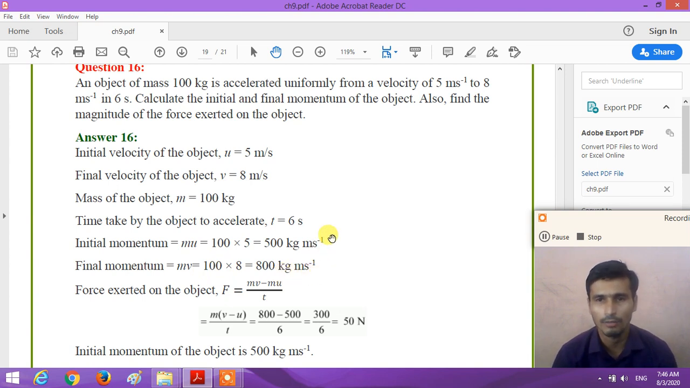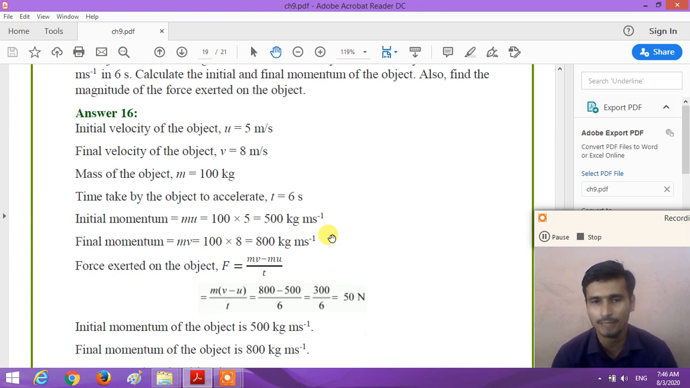Now how can we calculate the magnitude of the force? The change in the momentum divided by time. So the force exerted on the object F is equal to change in the momentum, final momentum minus initial momentum, divided by time t. So here the final momentum is 800 minus initial momentum 500 divided by time 6. So we get 300 divided by 6, we get 50 Newton.